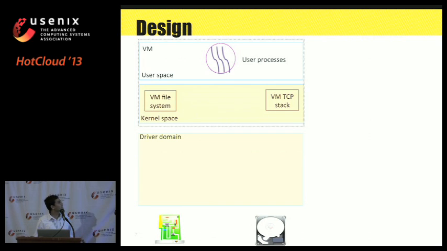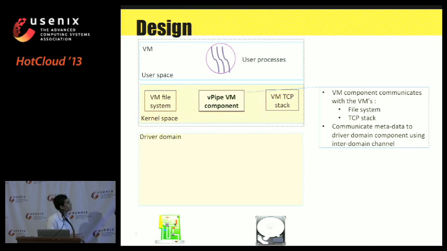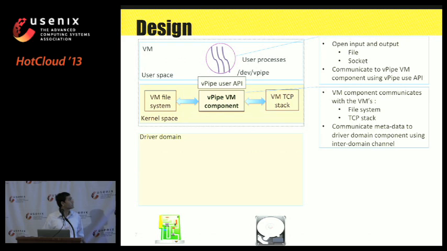So in this case, we have three main components in the vPipe system. The first component is the vPipe VM component, which interacts with the VM's TCP stack and the VM's file system to gather information about the source and the destination of the data. User applications communicate with this vPipe VM component using the user API, a simple file in the /dev directory. Actually, we have written a wrapper around it, so the processes can just use simple function calls to interact with the vPipe VM component. Then we have a channel with shared pages.